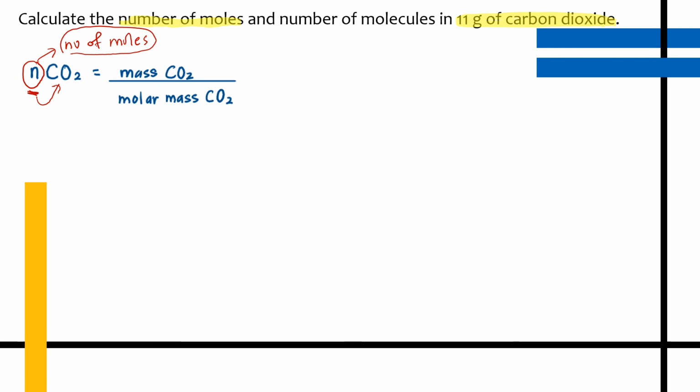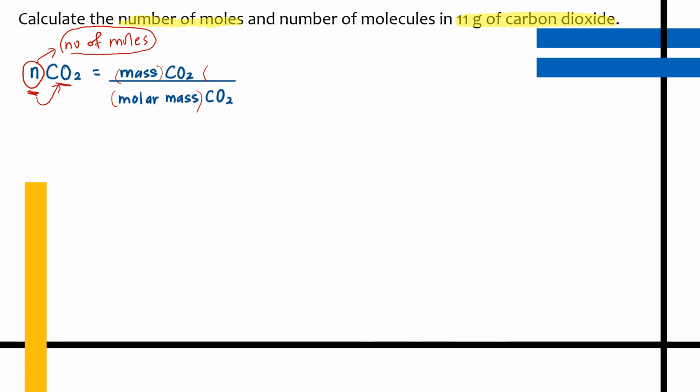Itu yang akan jadi guide kepada awak. So, formula untuk cari number of mole adalah mass over molar mass. Kita nak cari number of mole siapa? Number of mole carbon dioxide. Sebab tu saya letak dekat sini mass of carbon dioxide over molar mass of carbon dioxide.